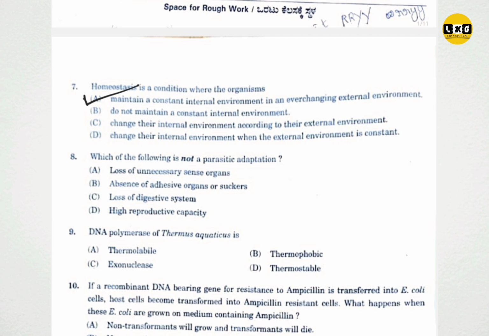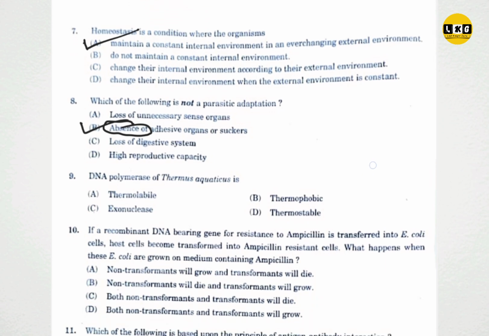Of course, this is one of the most prominent adaptations of parasites, that they have adhesive organs to get adhered to the host organism. But here what have they given? They have given absence, right? So, next let's see, loss of digestive system. Parasites do not have a digestive system. They absorb the nutrients from the host. So, this is correct. Next, high reproductive capacity. Of course, parasites show high reproductive capacity. So, which is not a parasitic adaptation here? Option B.